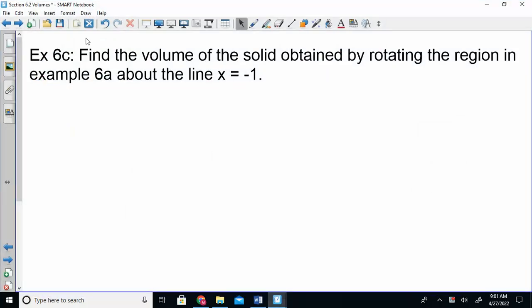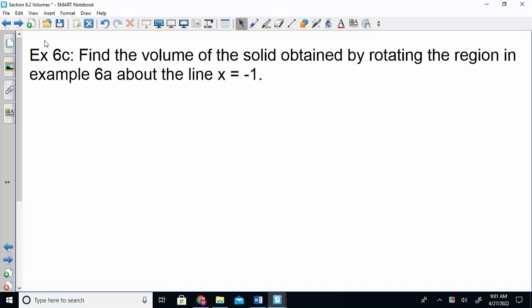The same two curves, but one time we just rotated them around the x-axis, and then the second time we rotated them around a horizontal line, y equals 2. So we're going to do one more. We're going to do the same two curves again, but this time I'm rotating them around the line x equals -1.